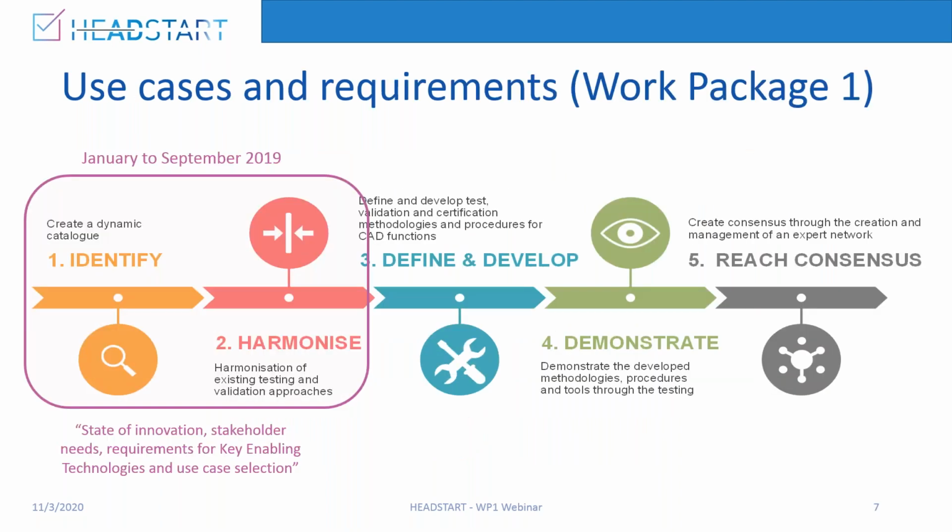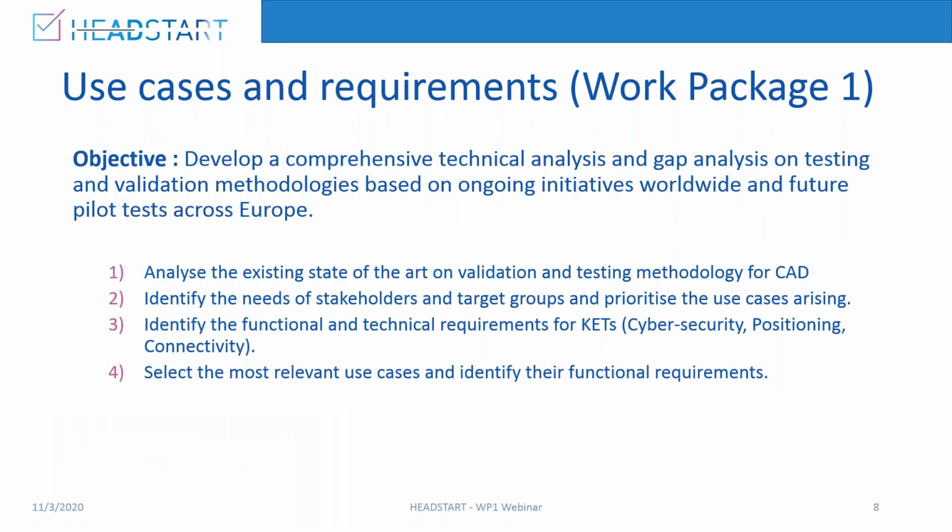The first work package, and what we're going to talk about, is mainly on these 2 first steps, so identify and harmonize with the state of innovation, the stakeholder needs, the requirements for key enabling technologies, and the use case selection. So the goal of this first work package is to develop a comprehensive technical analysis and gap analysis on what already exists in terms of testing and validation methodologies through 4 steps.